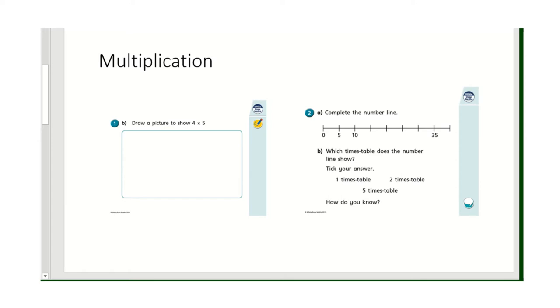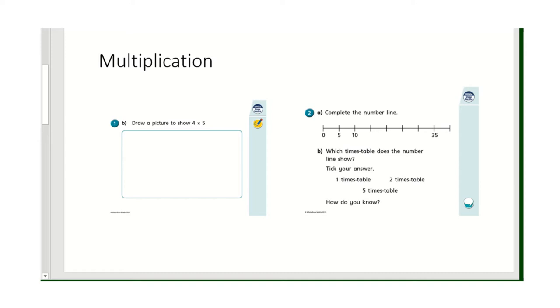Draw a picture to show 4 times 5. Now we've done that, so 4 lots of 5. Maybe a picture, not an array, a picture. So maybe 4 plant pots with 5 flowers in, or 4 plates with 5 buns on, or maybe 4 buckets with 5 balls on. Maybe you could think of something else.